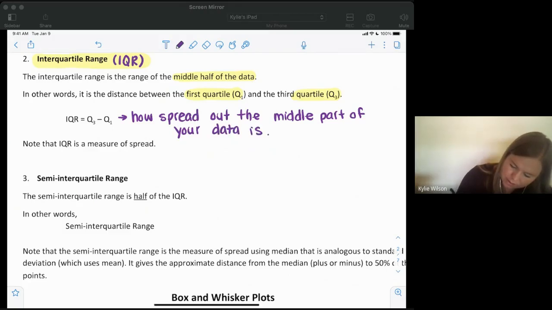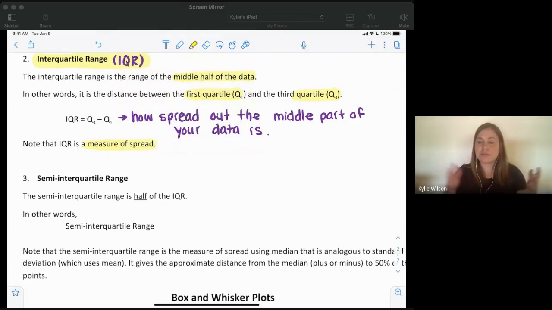Now, similar to our standard deviation or variance, this is a measure of spread. How far spread out is our data? Is it really, really spread out, or is it all very, very close to the median? That's what we're trying to find out. That's what our interquartile range represents. And that's the formula. You'll be given that formula. That's not a super tough one.